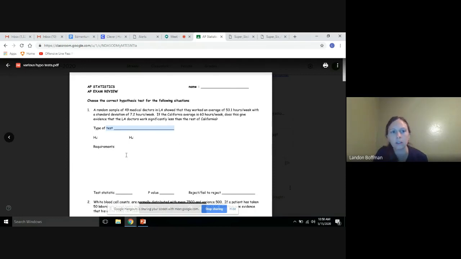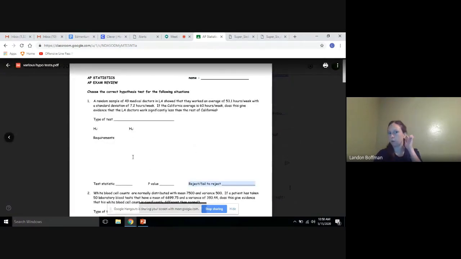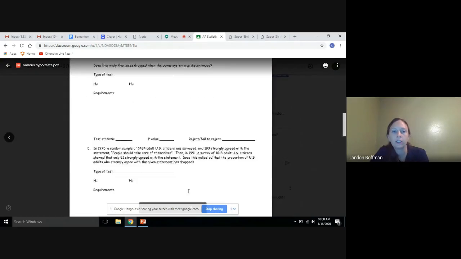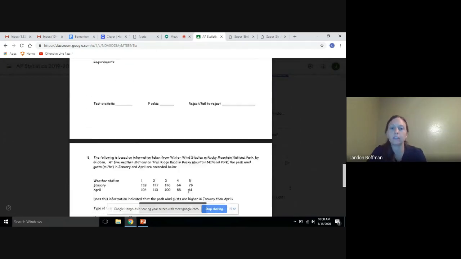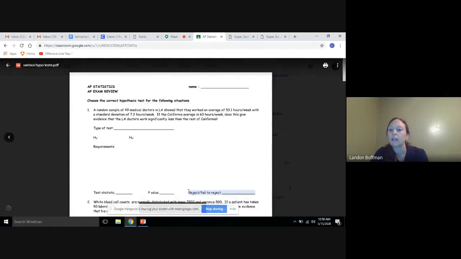There's no confidence interval. You pick your type and then you actually set up your hypotheses and then you write down your requirements. Those are your conditions. And then you find your test statistic, your p-value, and then what does that mean? Would you reject or fail to reject H0? So you actually are doing a significance test. And there's just multiple examples. Okay, so this is just for you to use as you feel like it would help.